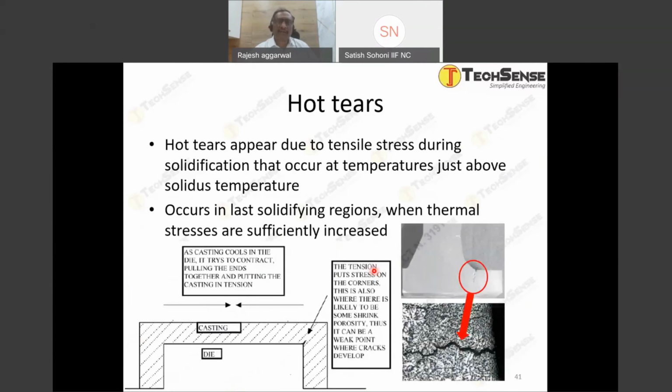Hot tears. Hot tears appear due to tensile stress during solidification that occur at temperatures just above liquidus temperature, right? So the hot cracks occur in the last solidifying regions where thermal stresses are sufficiently increased.